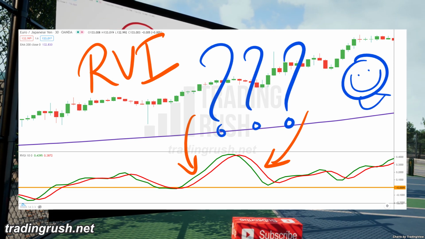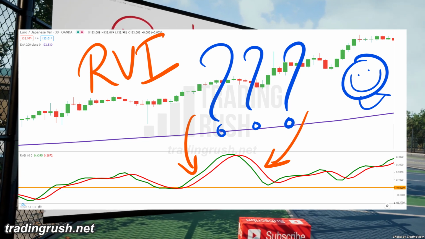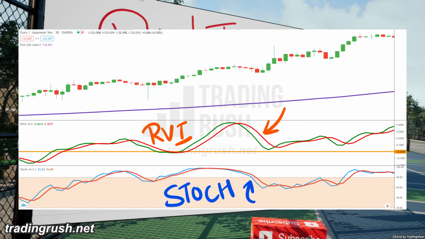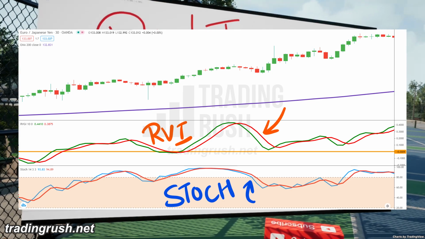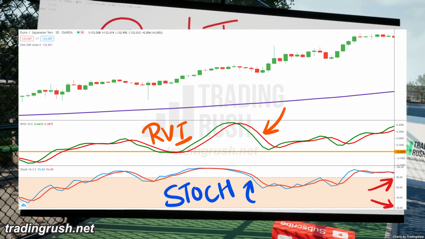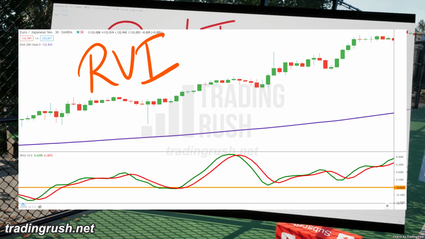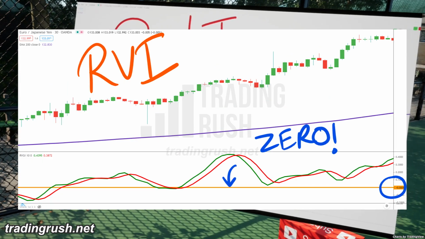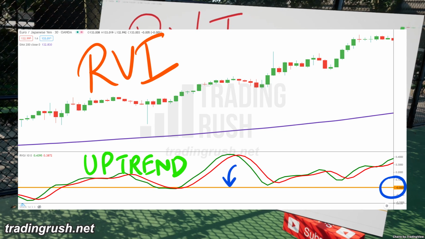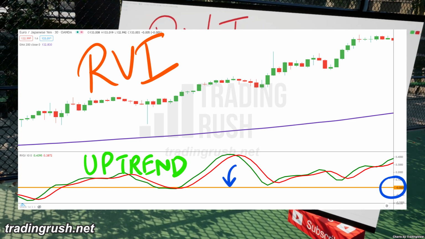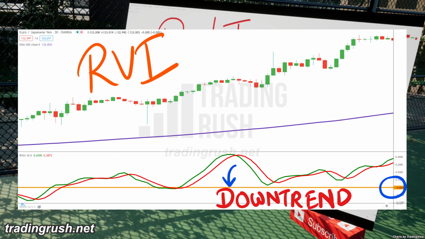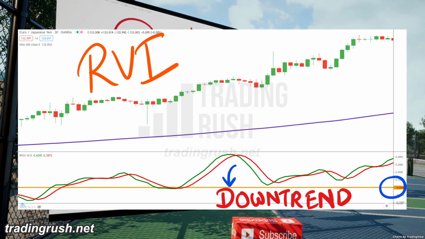That's good and all, but what's the point of using the RVI indicator? Even though RVI looks like a stochastic indicator at first glance, it does not have the upper and lower bands. Instead, it oscillates around the zero line. When the RVI line is above its zero line, it's an uptrend. And when the RVI line crosses below the zero line, it's a downtrend.